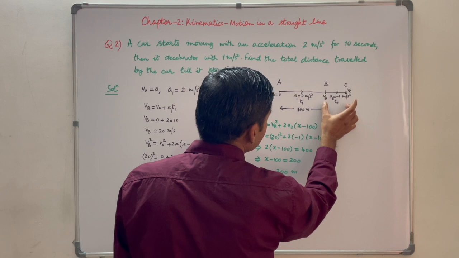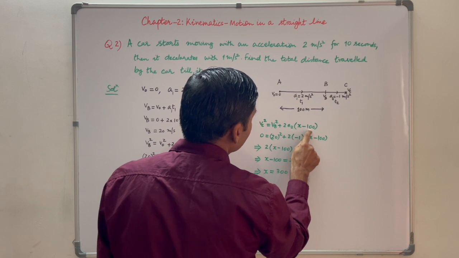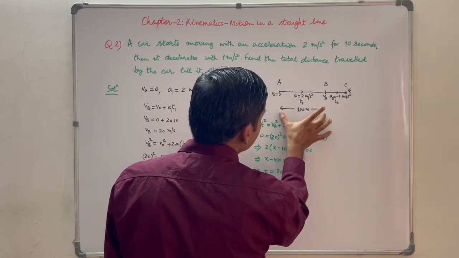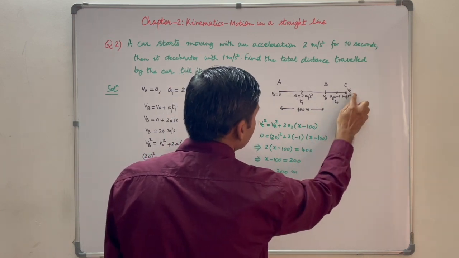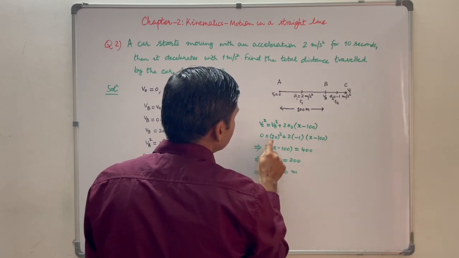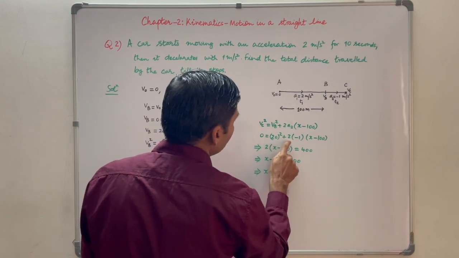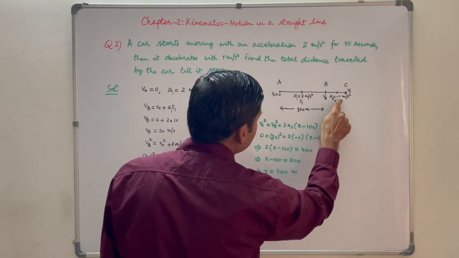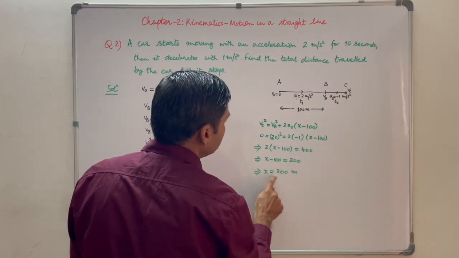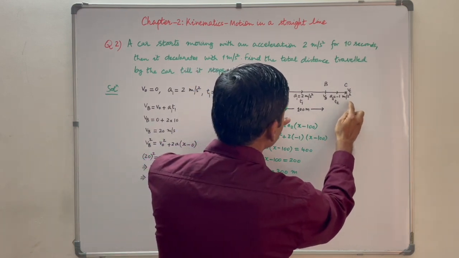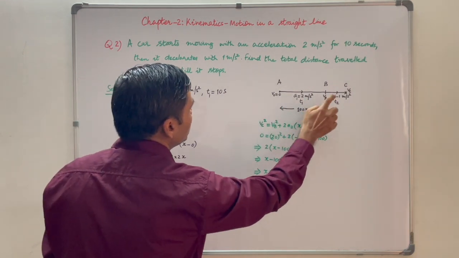Now for section B to C, vc² = vb² + 2a2(x − x0). For this section, x0 is 100 meters. So we will put x0 equal to 100. vc is equal to 0 because car finally stops. So 0 = 20², vb is 20, we have already calculated, so 20² + 2 into a2, a2 is equal to −1 because it decelerates, into (x − 100). So x comes out to be 300 meter, which is the total distance between A to C. So the car travels 300 meters between A to C.